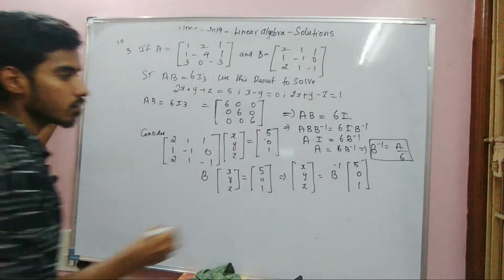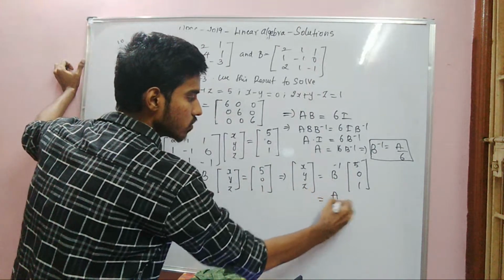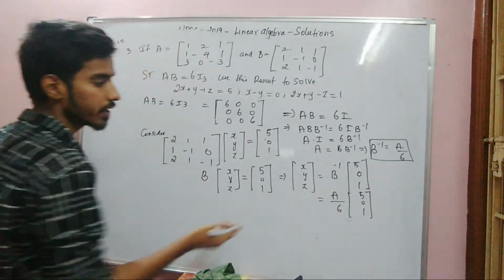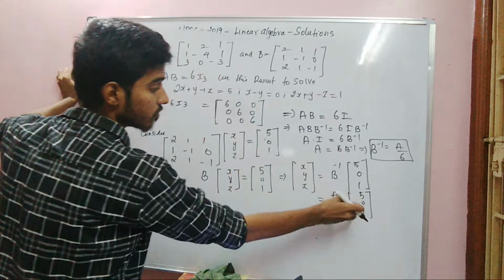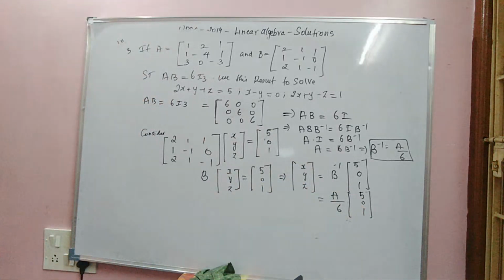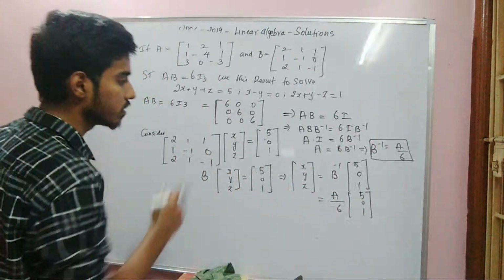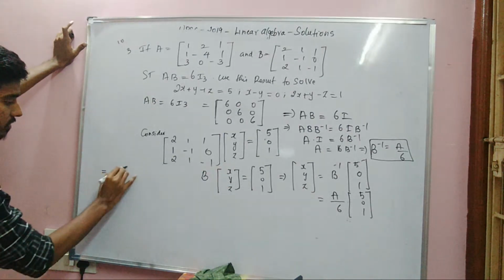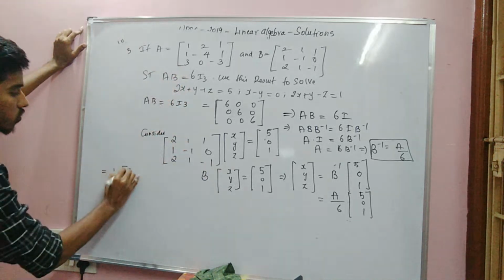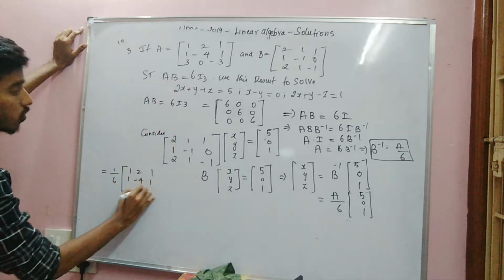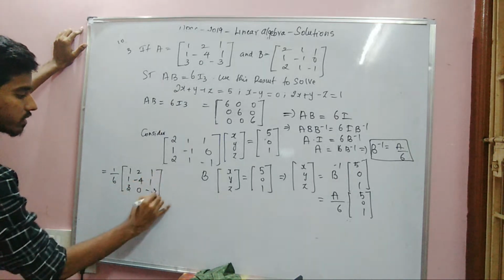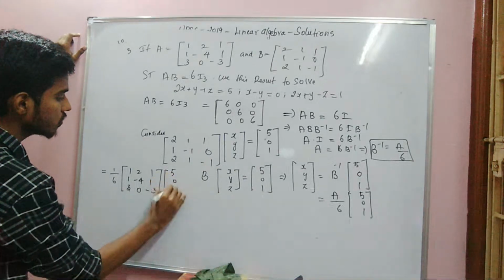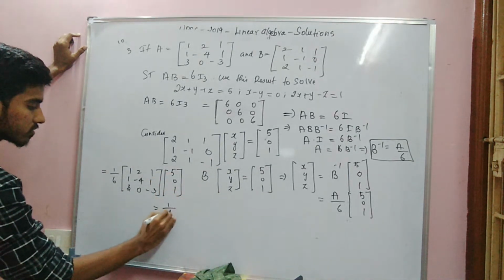Now I can write B inverse to be equal to A by 6 into the vector 5 0 1. Now what you can do is simply multiply the A matrix with the vector 5 0 1 to get the required x, y, z. Therefore what we need to find is 1 by 6 into A, which is 1 2 1, 1 minus 4 1, 3 0 minus 3, into 5 0 1, right? So just make the calculation here.